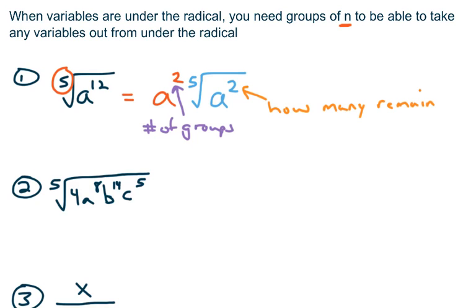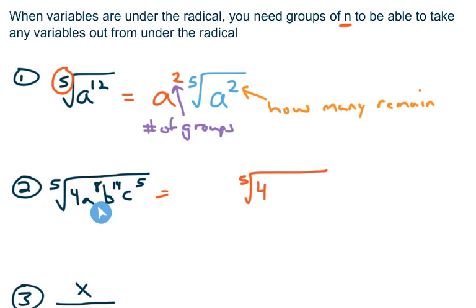Okay, so now for number 2, we've got multiple variables. We've got a number. Think of them kind of individually. So let's start with 4 here. So the 5th root of 4. 4 is not a perfect 5th power. It's not divisible by any perfect 5th power. So we're actually just going to leave it right where it is. It's going to stay underneath the radical. So we're still going to have the 5th root, the 4 stays. We can't do anything with it, so it stays underneath.